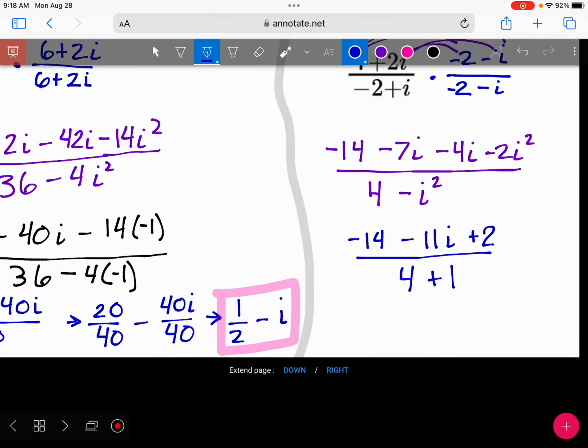So I wrote them slightly differently than I did on the previous steps, but it's the same thing. So we wind up with negative 12 minus 11i over 5. Okay.